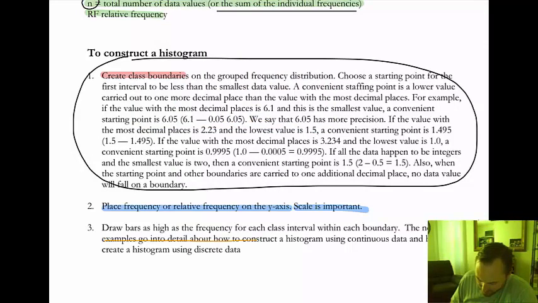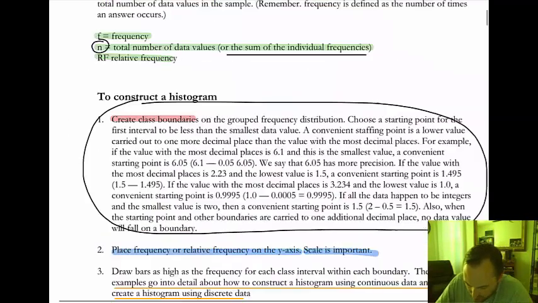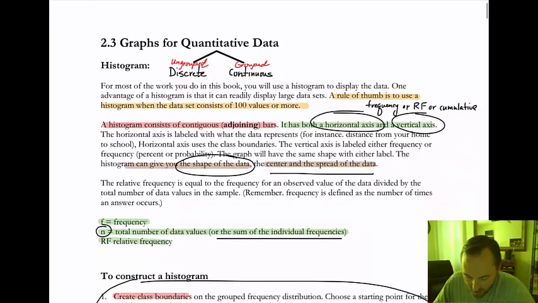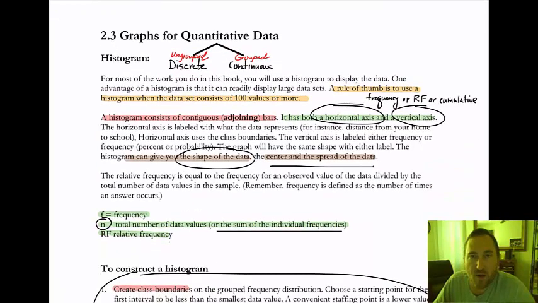I really like what it says here: this example goes into detail about the construction of a histogram using continuous data and how to create a histogram using discrete data. That's what I meant earlier when I mentioned that discrete usually goes with ungrouped data and continuous with grouped data. I'll explain as I go through the different examples what I mean by the difference between grouped and ungrouped. So this is just an introduction to making histograms. The next two or so examples I'm going to do target making a histogram for grouped data and ungrouped data. And then I'll move into other types of graphs here in section 2.3.